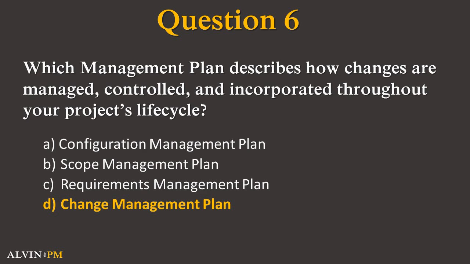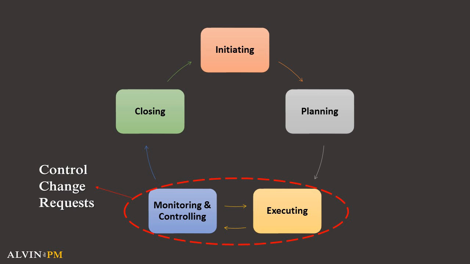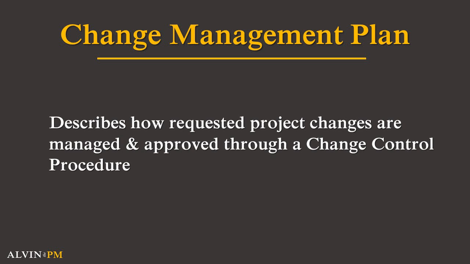The reason is that the change management plan helps a project manager control any change requests throughout the execution and monitoring and controlling phases of the project which impact the project's triple constraints of scope, schedule, and cost. Simply put, the change management plan describes how these requested project changes will be managed and controlled through a change control procedure.